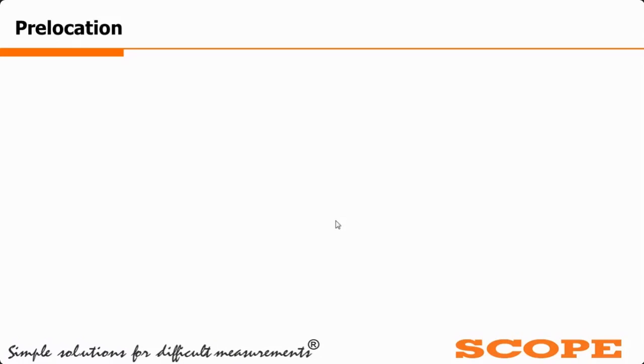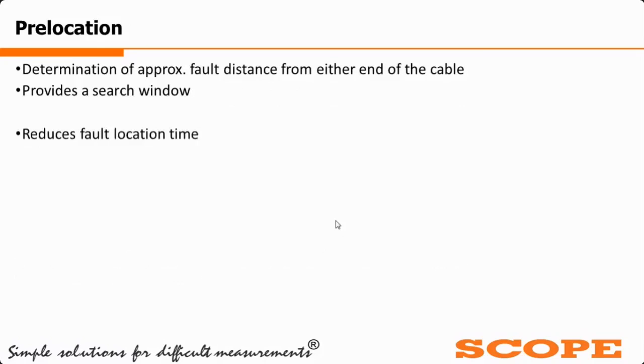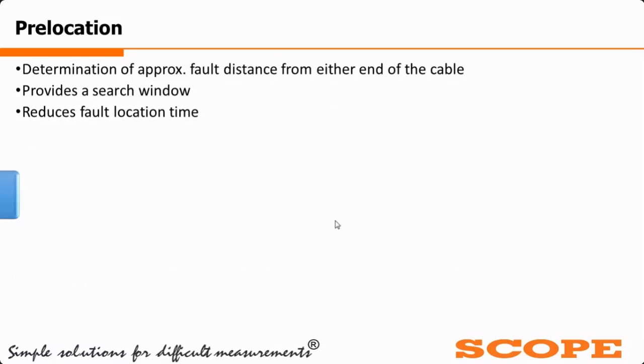After that, we have to carry out pre-location. Pre-location is nothing but determining the approximate fault distance from the test end, so that it gives a search window for locating the faults, and it saves us a lot of time, because the traditional method is applying surges with a surge generator and pinpointing with the help of a pinpointing set. That combination takes a very high amount of time for cable fault location. So pre-location is very helpful to reduce the cable fault location time.